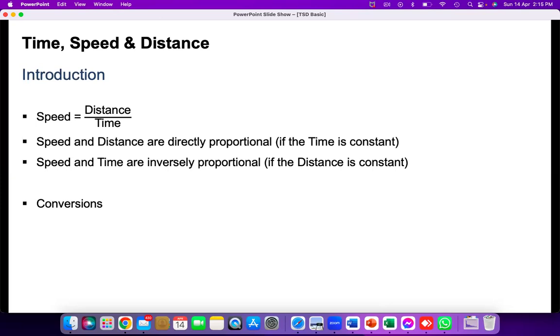Now understand a few things about conversion from one unit to another unit. If you want to convert 1 kilometer per hour into meter per second, what you need to do? 1 kilometer means 1000 meters, and 1 hour is equal to 60 into 60 seconds. If you simplify that, you get 5 by 18 meter per second. Similarly, 1 meter per second is equal to 18 by 5 kilometer per hour.